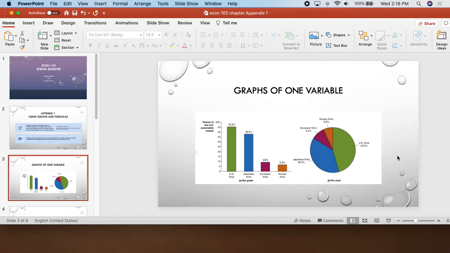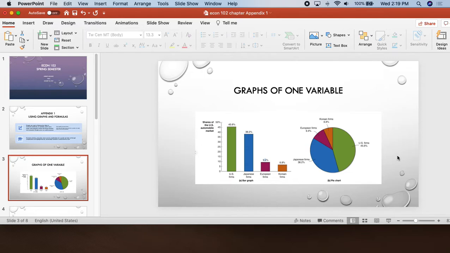Here is one picture I took from the textbook, and on this one we can see two different types of graph. We have a bar graph on the left and a pie chart on the right, and these help us understand, for example, what's going on with the market share of U.S. automobile. So on this one we can see that U.S. firms like GMC and Ford dominate the market with 45.6, and we can see the Japanese firms like Toyota, Nissan are very close, 38.2% of the market share. European firms like BMW, Mercedes-Benz, Porsche are at 9.4, and then finally Korean firms are at 6.8.